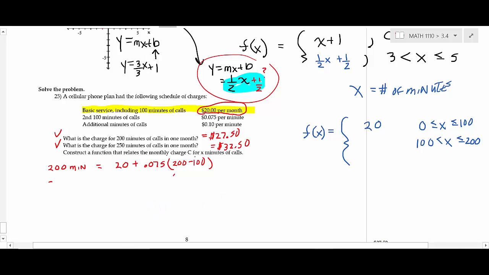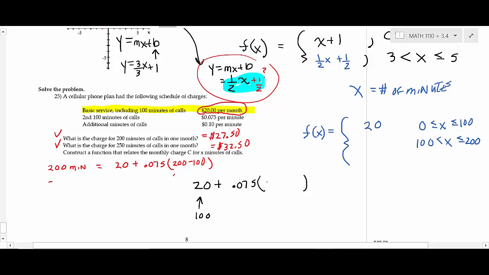Okay, so when you're past your first 100 minutes, what does it do? It costs $20 for the first 100, right? So it goes like that. Then it says it's 0.075 multiplied by however many minutes you have past 100. Okay? So this would go like this basically.